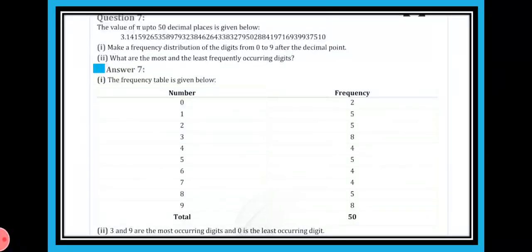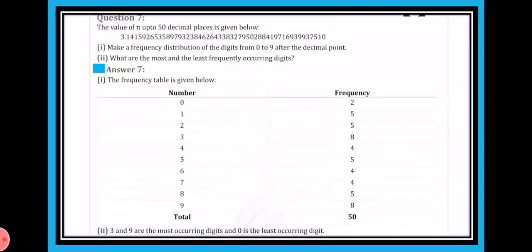That means how many times the digit 0 comes after the decimal point, how many times 1 comes, how many times digit 2 comes after the decimal point. We have to make a frequency table for that. And the second question: what are the most and the least frequently occurring digits? So for the answer, let's first prepare the frequency table.